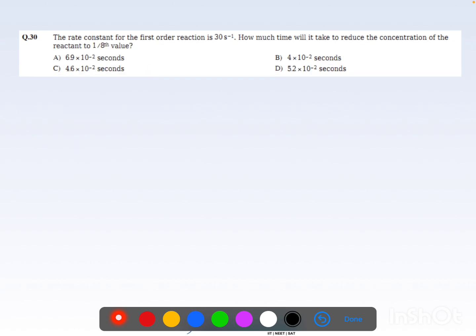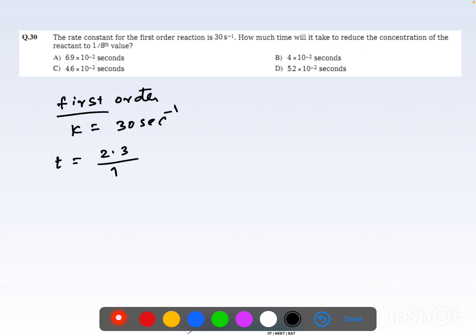So you get a straight line with a positive slope. The rate constant for the first order reaction is 30 per second. So it is a first order reaction, and the K value is given as 30 per second. How much time will it take to reduce the concentration to 1 by 8th? So if K is given, t can be obtained through the formula 2.3 divided by K log base 10 of initial concentration divided by final concentration.